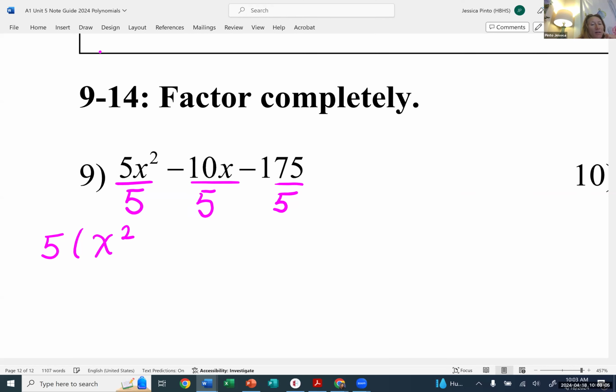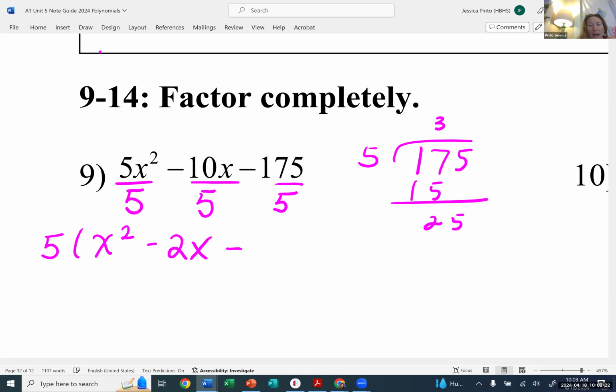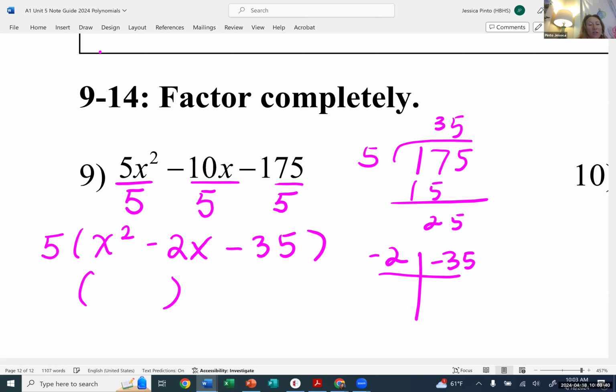Then I have x squared minus 2x minus, and then 175 divided by 5. I'm getting 35. So this problem has bounced us back to the factoring we just did in our Kahoot. We want the numbers that multiply to negative 35 and add to negative 2.